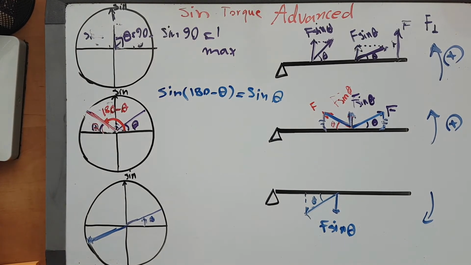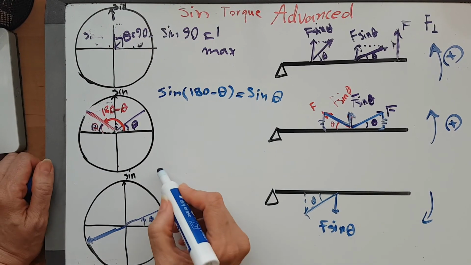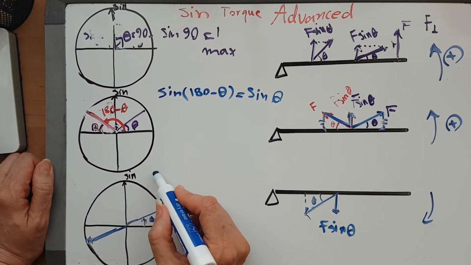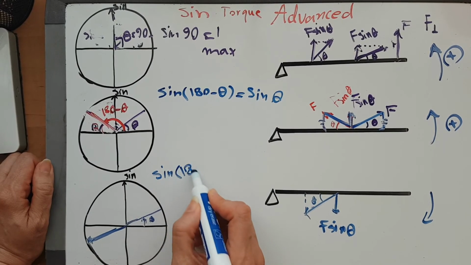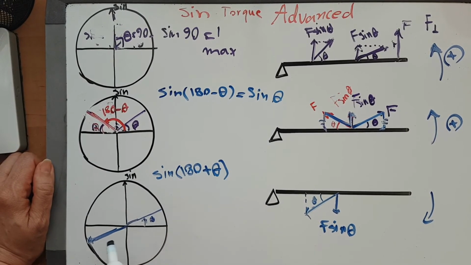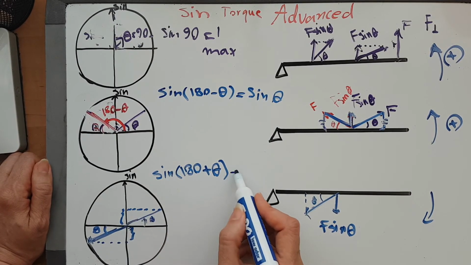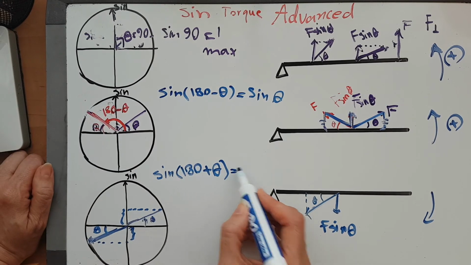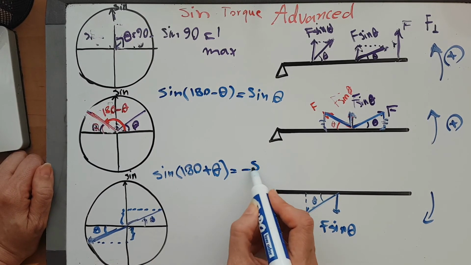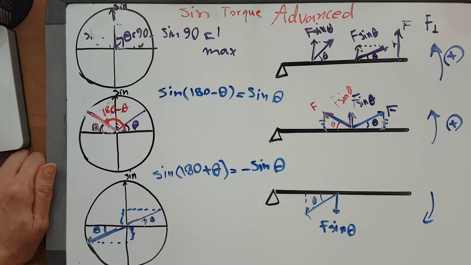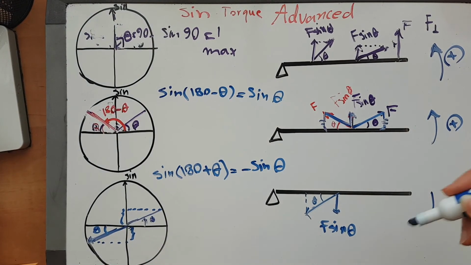If I want to show it here, it's sine of 180 plus theta. Imagine the angle is exactly the same angle theta. The sine is here, whereas for this one the sine is there. So this would be the same amount but negative, the negative of sine theta. This is why the direction of the rotation would be negative.